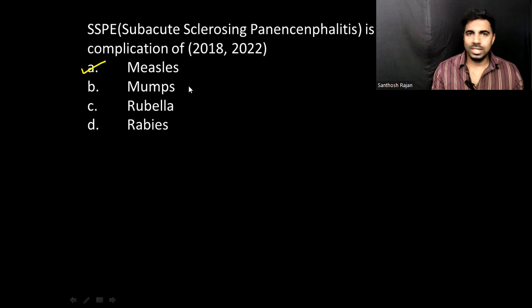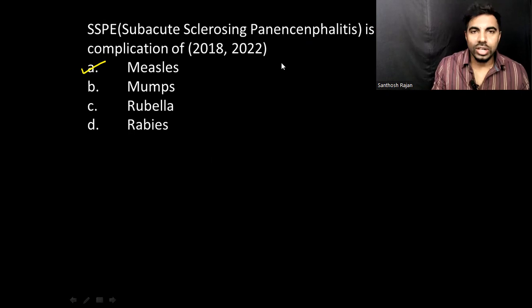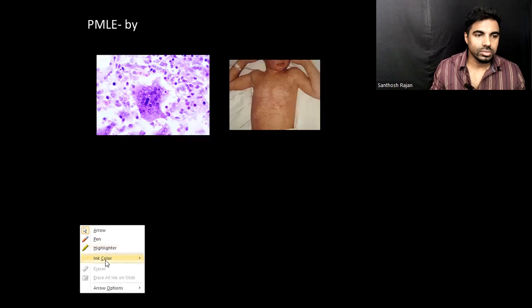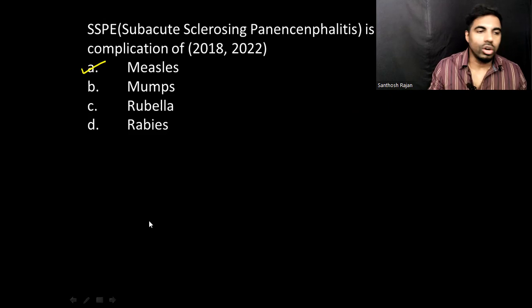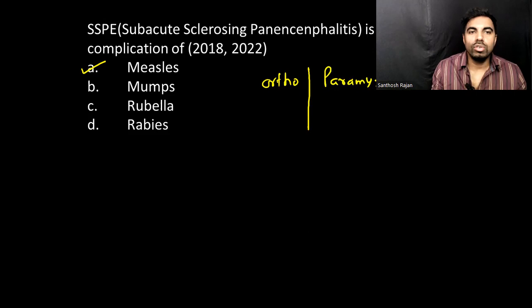Now you have to know a little bit about measles. Let's talk about the measles. Before going to measles, let me talk a little bit about the myxoviruses. Okay, what is a myxovirus? Basically, when you talk about myxoviruses, we have two. What are the two? We have orthomyxovirus and then paramyxovirus.